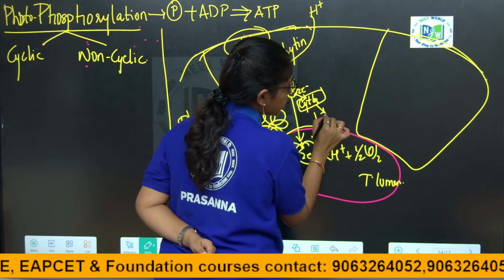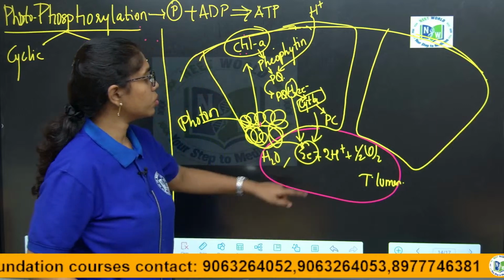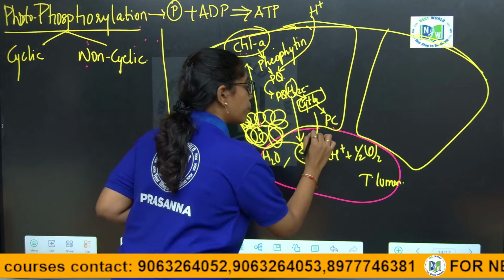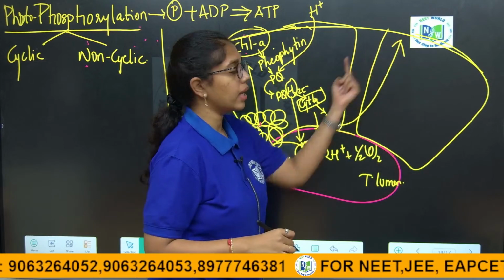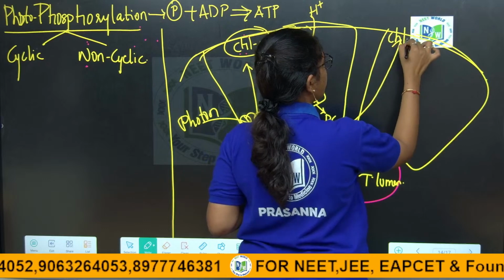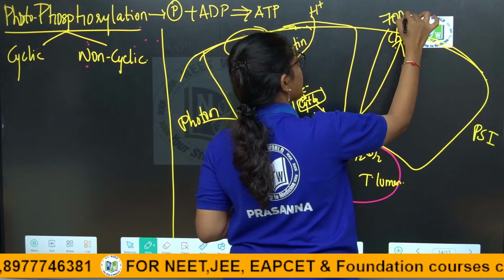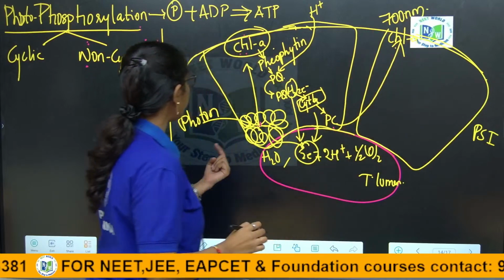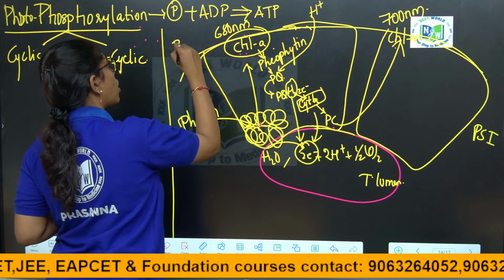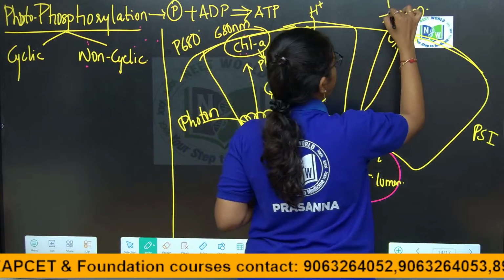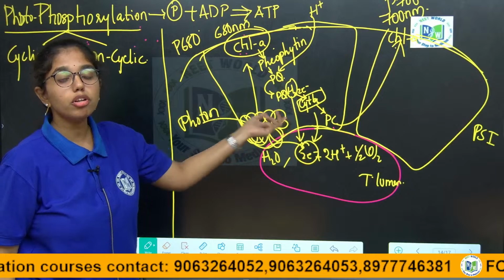This further gives out electrons to plastocyanin. From the plastocyanin, 2 electrons are again excited uphill to chlorophyll A, which is of PS1. Here the reaction center is at 700 nanometers. In PS2 the reaction center is at 680 nanometers, so we also call it P680 here and P700 here. Clear? Each and every molecule you have to remember.